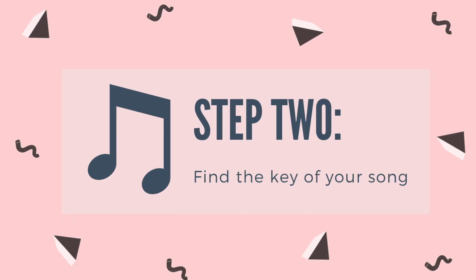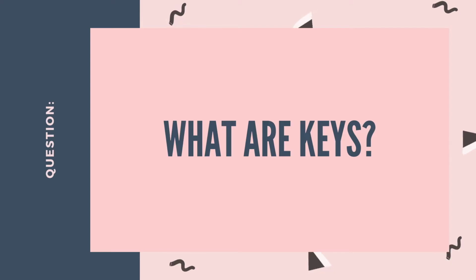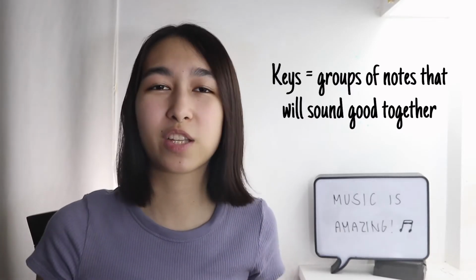Step 2. Find the key of your song. What are keys? Keys are basically groups of notes that will sound good together and they're named by a certain note. For example, key of G. So for further explanation, but you don't need to worry about it now, the difference between keys are just which notes are sharps. So the key of G has an F sharp, but that's different from the key of D, which has an F sharp and a C sharp. And sharps are just like the black keys in the piano. But you don't need to worry about that now.